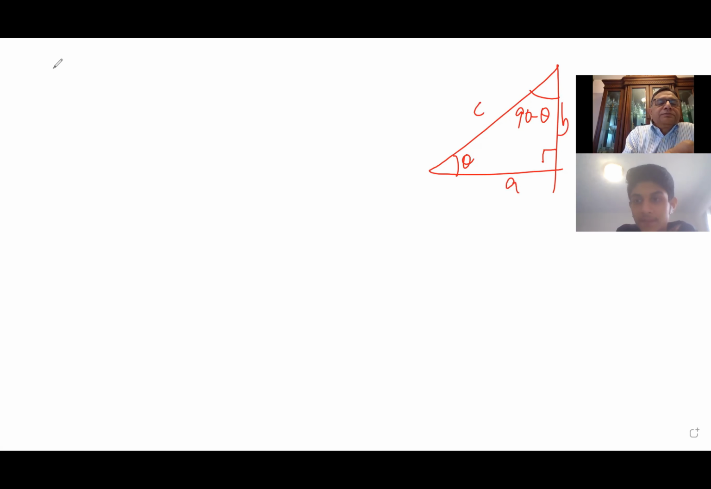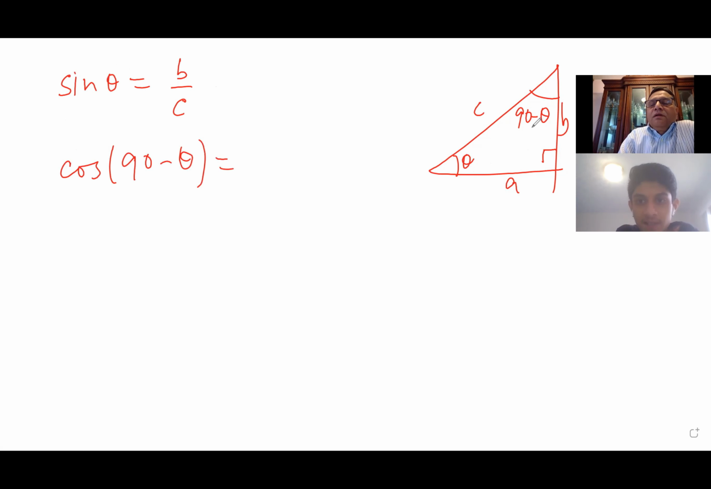My assumption is that what we found for tan and cot will also hold for sine and cosecant, maybe. So let's see. What is sine theta equal to? Sine theta is B over C. And what is cos of 90 minus theta? Cosine of 90 minus theta is, looking from this, B over C. So this is B and that is C. You see, both are the same.